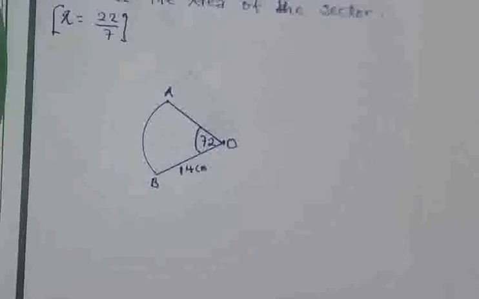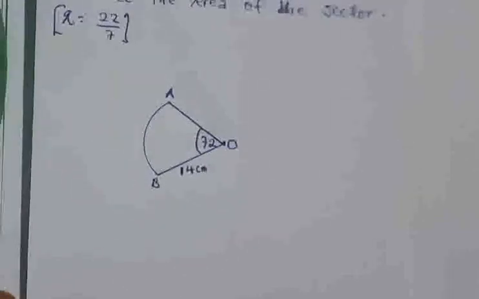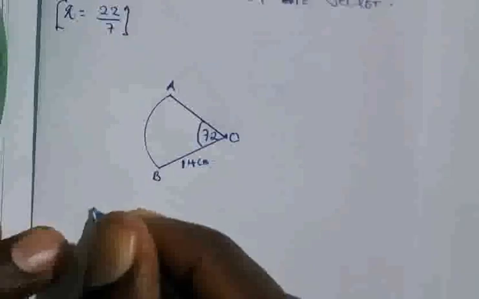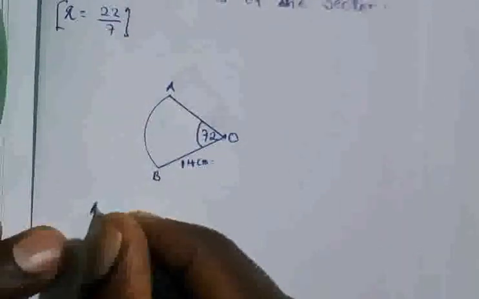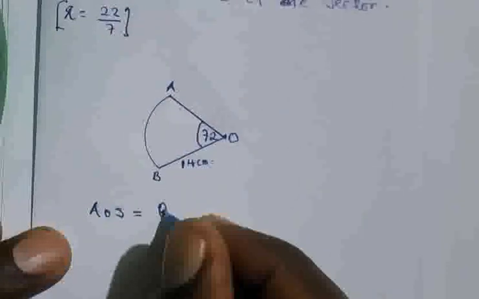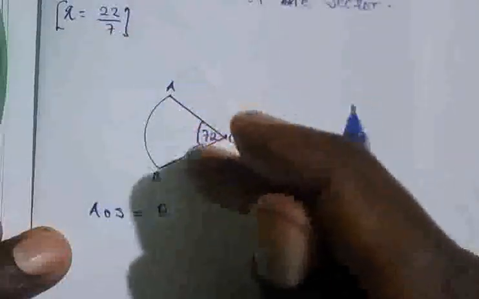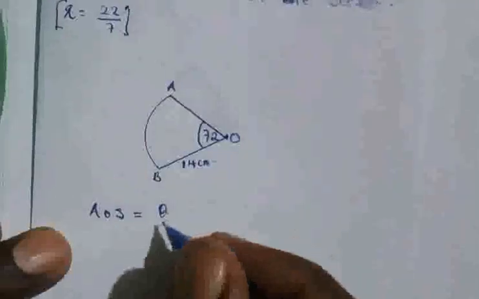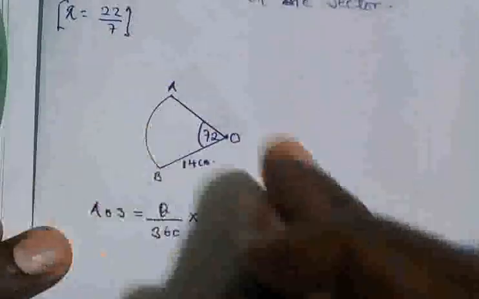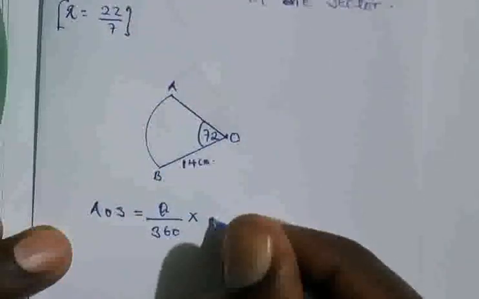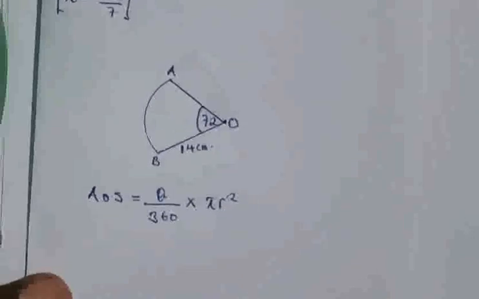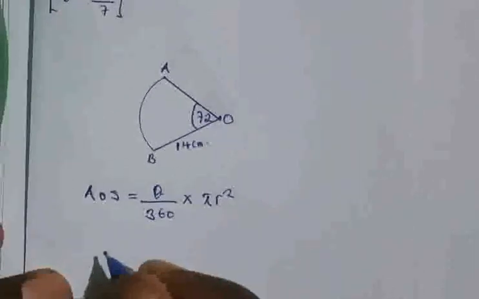If you still remember, the area of a sector, AOS, is equal to theta over 360 times pi r squared. This is because the angle here is taken out of the whole angle, which is 360, and it is taken from the area of a circle, and the area of a circle is pi r squared, right? Then from there we just substitute.